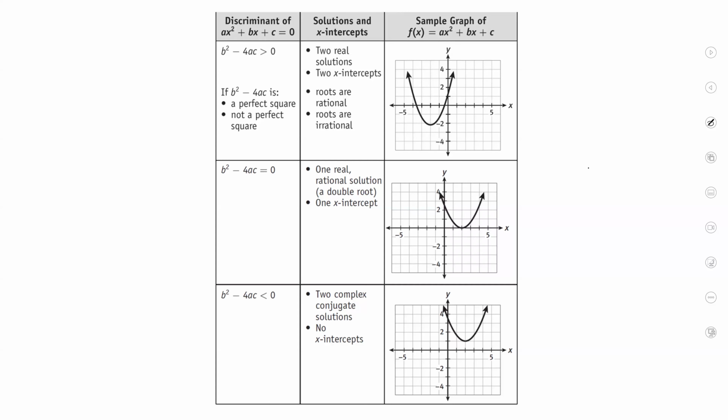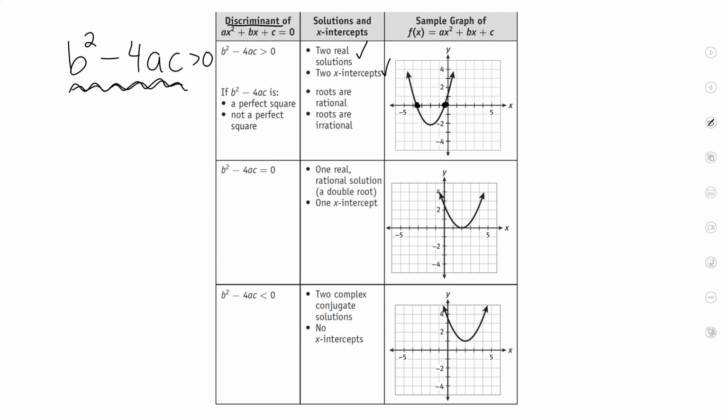The formula for discriminant is b squared minus 4ac. This is the discriminant formula. If your discriminant is greater than 0, you will have 2 real solutions. That means 2 x-intercepts. So here's an example of 2 x-intercepts. I can look at this graph, see that it has 2 x-intercepts, and know that my discriminant must have been greater than 0.